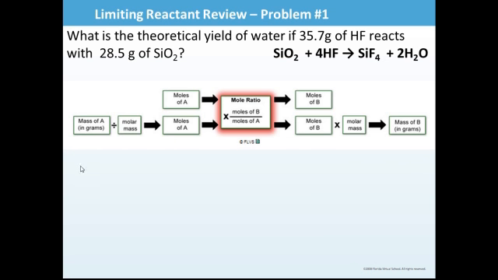Let's get started. So it says, what is the theoretical yield of water? And so that means I'm looking for water. If 35.7 grams of HF, so that's this one, 35.7 grams, reacts with 28.5 grams of silicon dioxide. So since we're given two reactants and we're given specific amounts of each reactant, what I have to do is set up two stoichiometry problems.